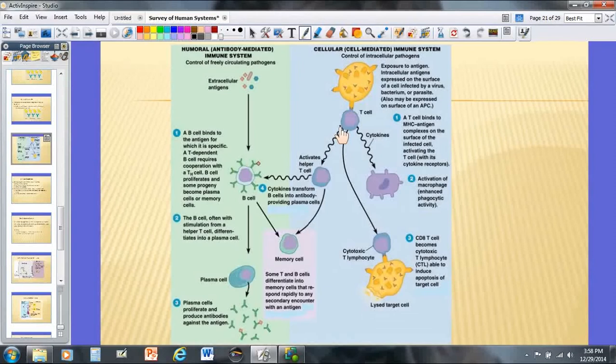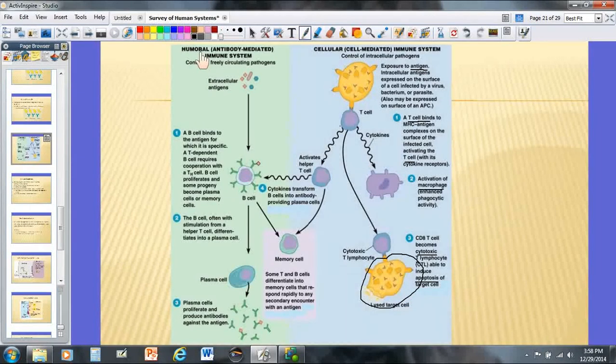This slide shows a summary of both processes. If you look at cellular or cell-mediated, we have the exposure to the antigen, and then the T cell is going to bind to that antigen and activate other T cells, which in turn are going to wake up the macrophages, and they in turn will act like cytotoxic T cells, or will break down and consume, either through phagocytosis or apoptosis, these target cells and kill them.